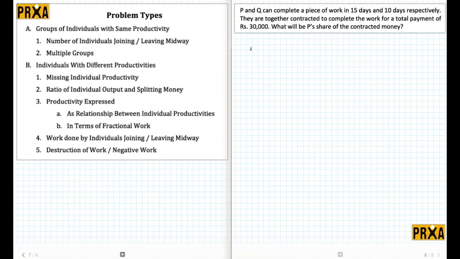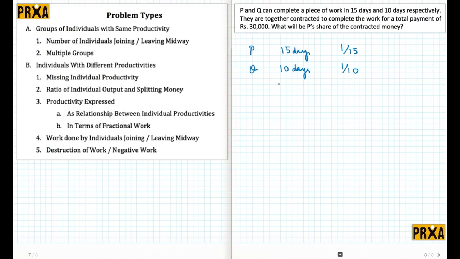So P can finish the job in 15 days. So the per day productivity of P is 1/15th. Likewise, Q can finish the job in 10 days. So per day productivity of Q is 1/10th. Now the next part of the problem says that they are contracted to complete the work together. So that means this amount of 30,000 must be split between P and Q in a certain ratio. Now what should that ratio be?